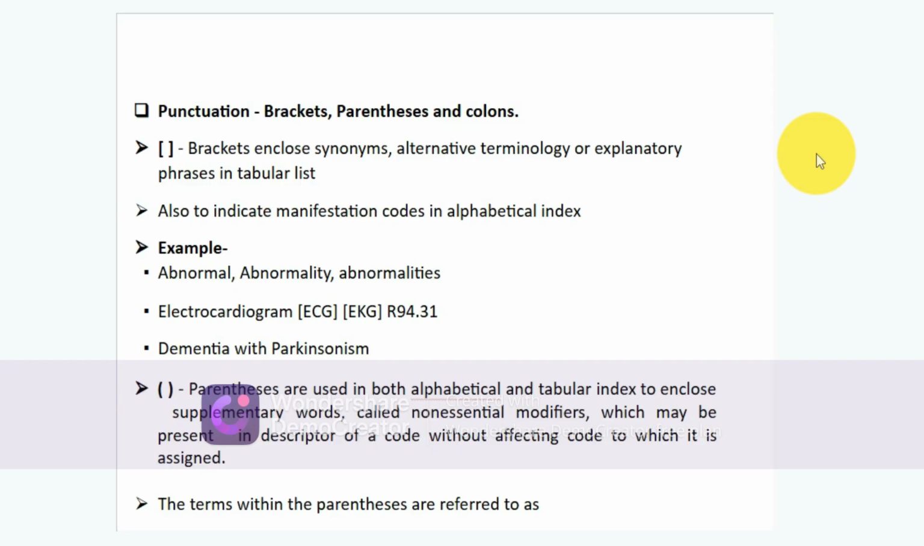They are also used to indicate the manifestation code in the alphabetic index. Example, abnormal, abnormalities. Electrocardiogram, ECG, EKG are 94.31. So in the square brackets you will see the ECG or EKG.